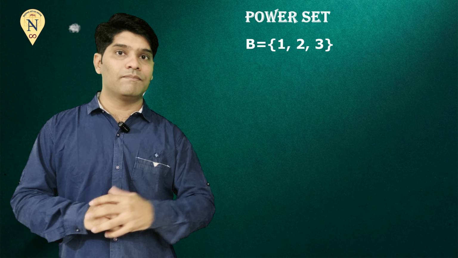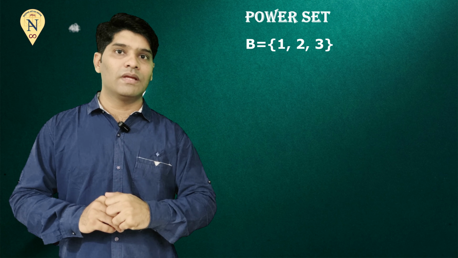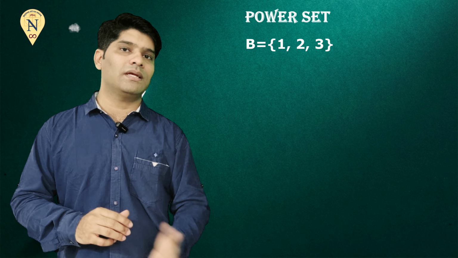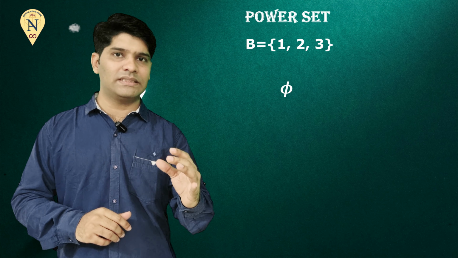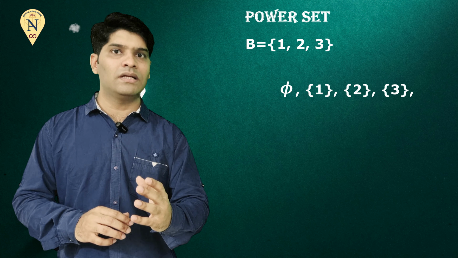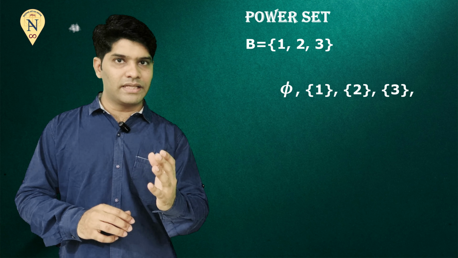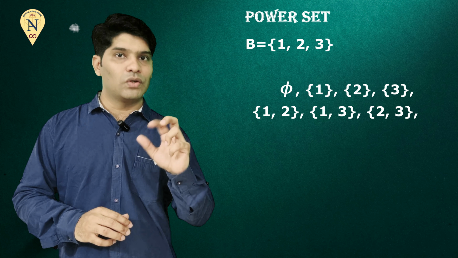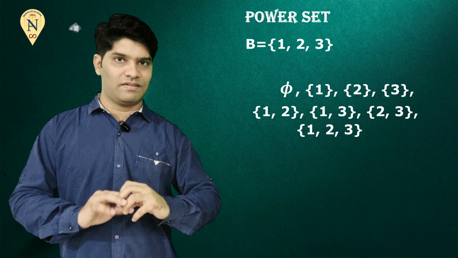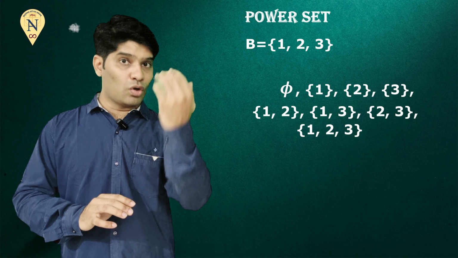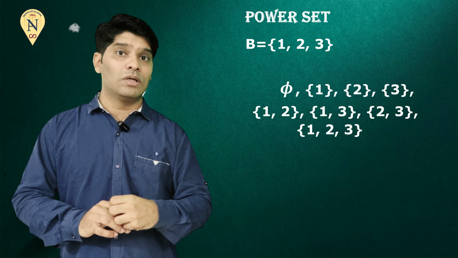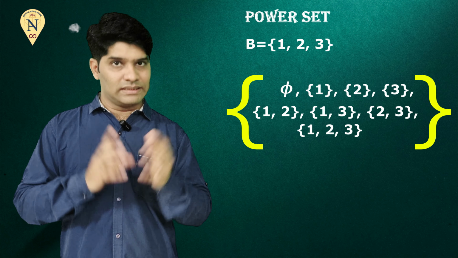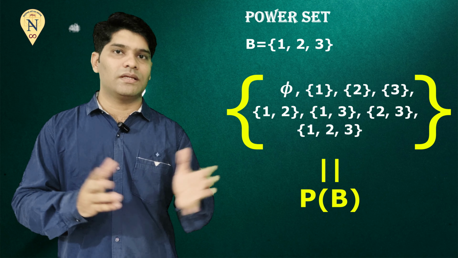Let us have a set B having three elements 1, 2, 3. Then what are the possible subsets of B? The very first in the list is empty set. Next is singleton 1, singleton 2, singleton 3. Then pairs 1, 2, 1, 3, 2, 3 and the set itself, namely 1, 2, 3. So how many are possible? 8. Put all this in a set. This will be called as a power set of B.